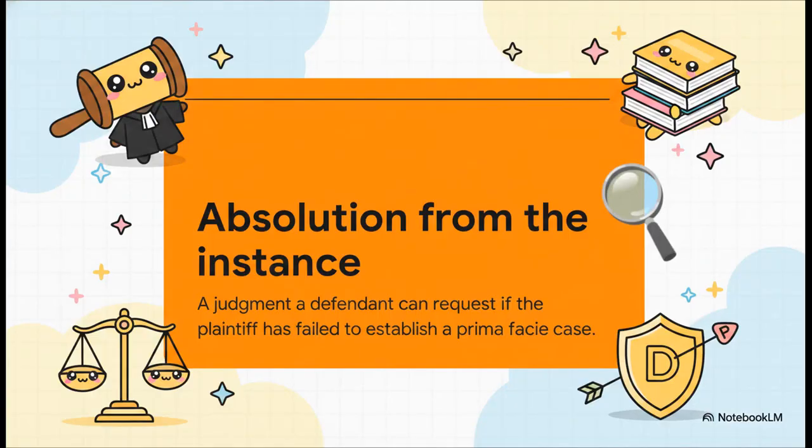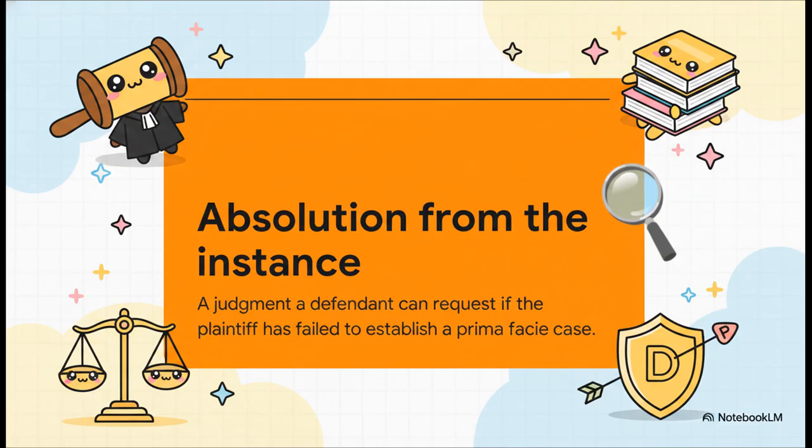Now, here's a really cool strategic move the defendant can pull. After the plaintiff has presented their entire case, all their witnesses, all their evidence, the defendant's lawyer can stand up and ask for absolution from the instance. Basically, they're saying, Your Honor, their case is so weak, it doesn't even make sense at first glance. That's what prima facie means.